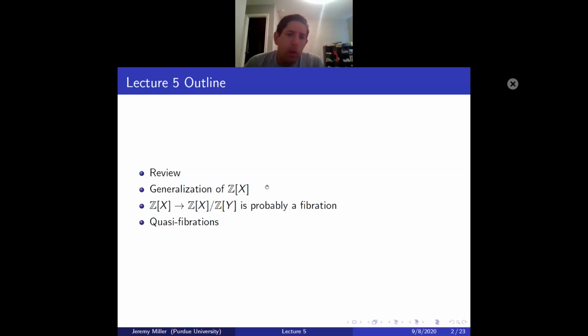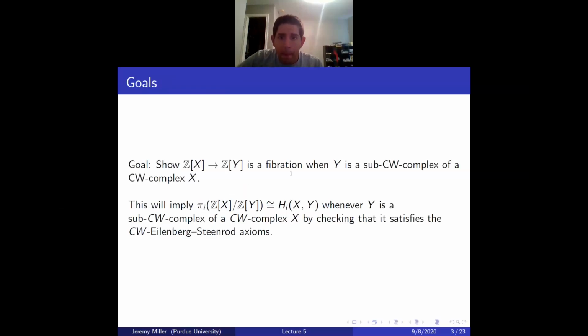And then we'll begin with a generalization of the free abelian group on X, where you replace Z with an arbitrary monoid. I think this generalization is both interesting and helps us understand the case of the integers better.